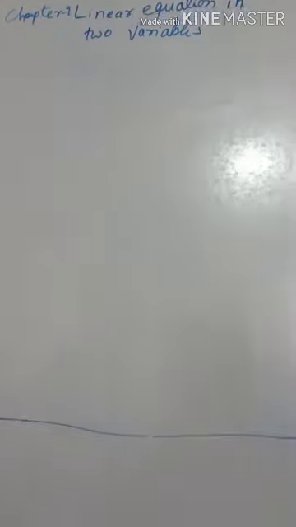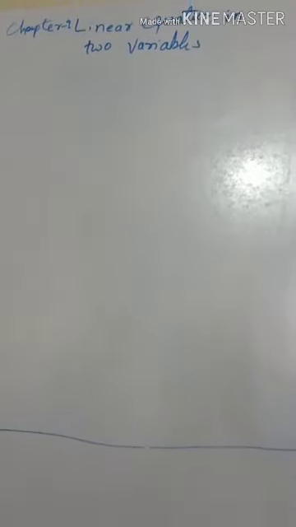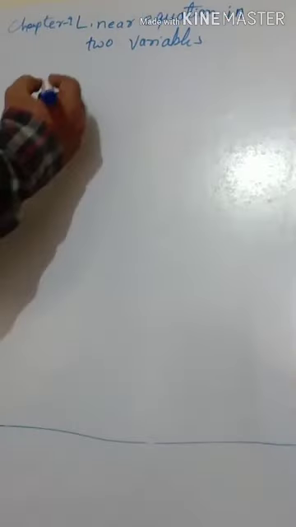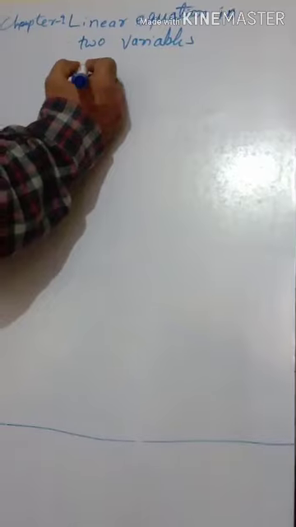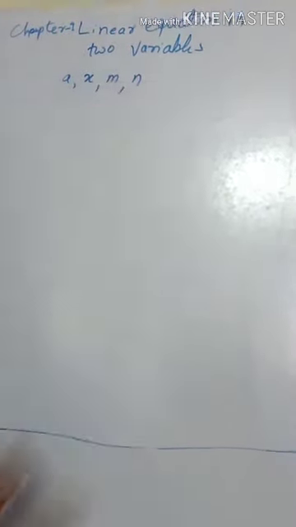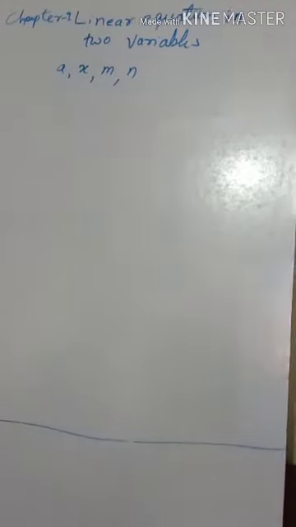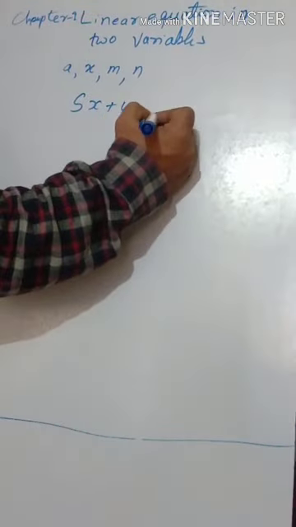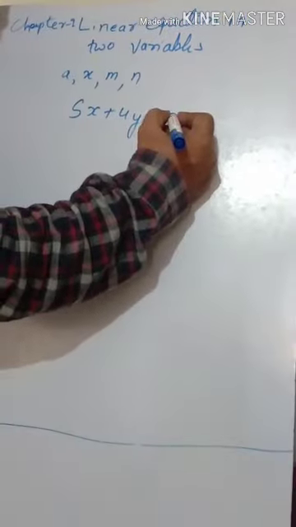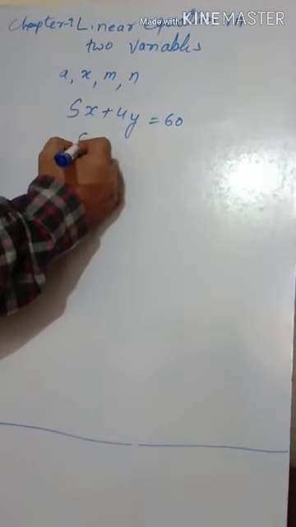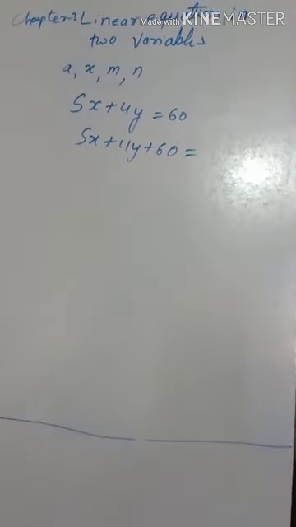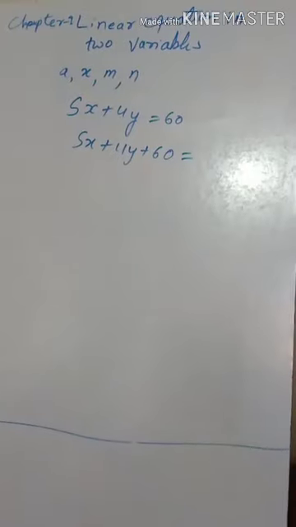Today I am going to teach you linear equation in two variables. An equation which contains two variables, like a, x, m, n, anything, is called a linear equation. For example, 5x plus 4y is equal to 60, or 5x plus 4y plus 60 is equal to 0. This is called a linear equation in two variables.